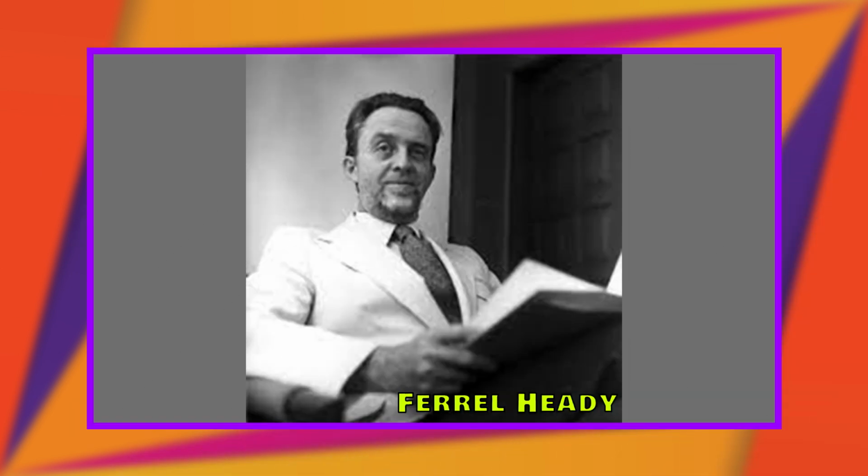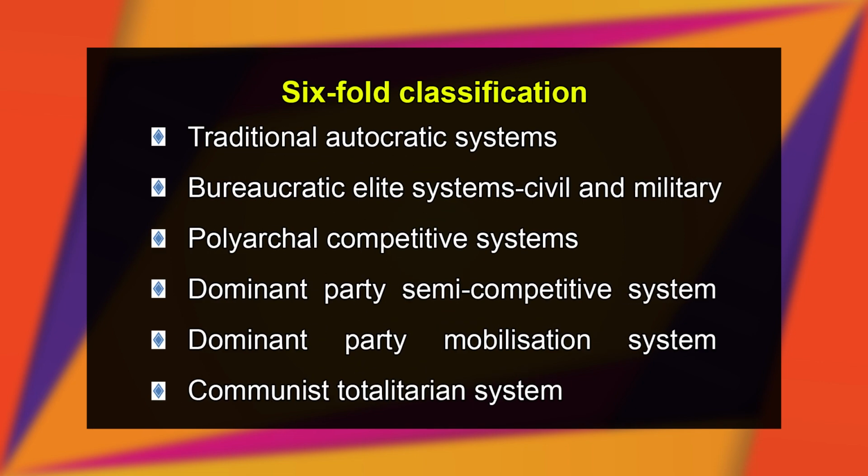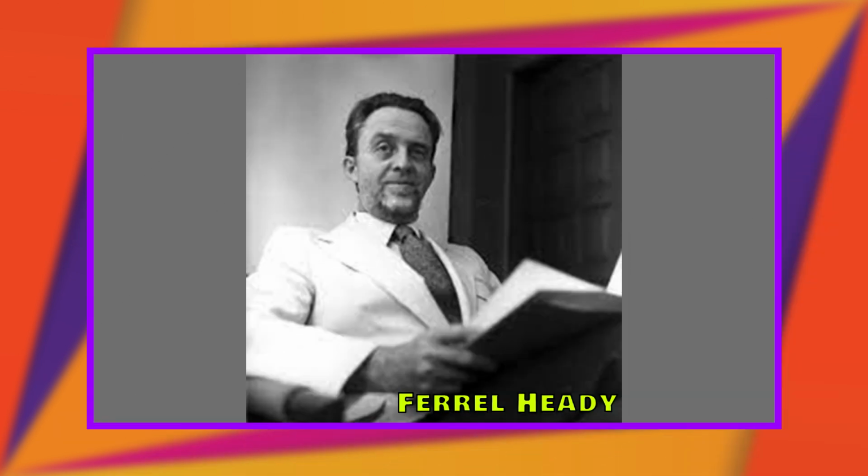Ferrel Heady further explored the nuances of the above categories and came up with a 6-fold classification: traditional autocratic systems, bureaucratic elite systems, civil and military, polyarchal competitive systems, dominant party semi-competitive system, dominant party mobilization system, and communist totalitarian system. Heady maintains that despite the recent shift in the political arrangements in a few developing nations, his classification would hold true even today.